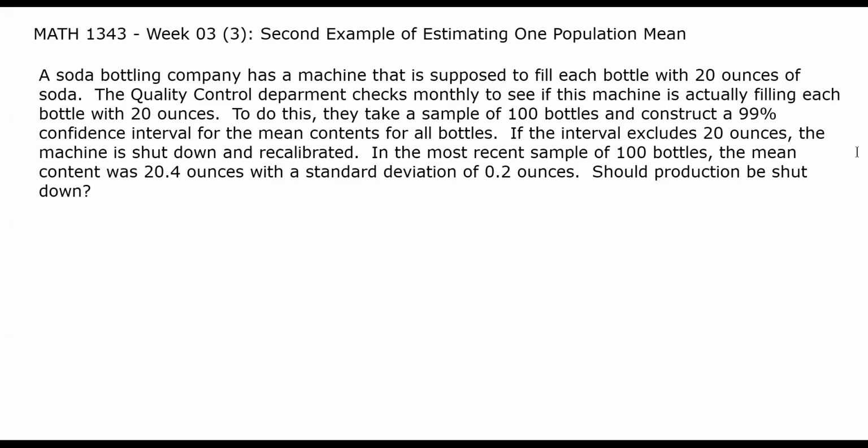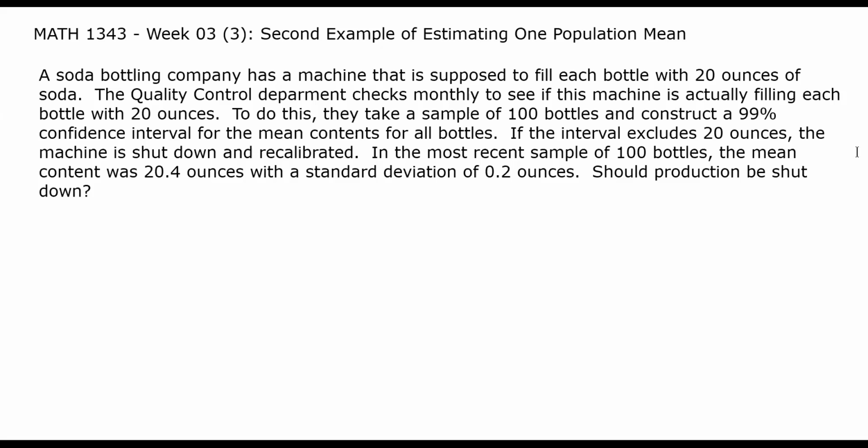Soda Bottling Company has a machine that is supposed to fill each bottle with 20 ounces of soda. Quality Control Department checks monthly to see if this machine is actually filling each bottle with 20 ounces. To do this, they take a sample of 100 bottles and construct a 99% confidence interval for the mean contents for all bottles. If the interval excludes 20 ounces, the machine is shut down and recalibrated. In the most recent sample of 100 bottles, the mean content was 20.4 ounces with a standard deviation of 0.2 ounces. Should production be shut down?